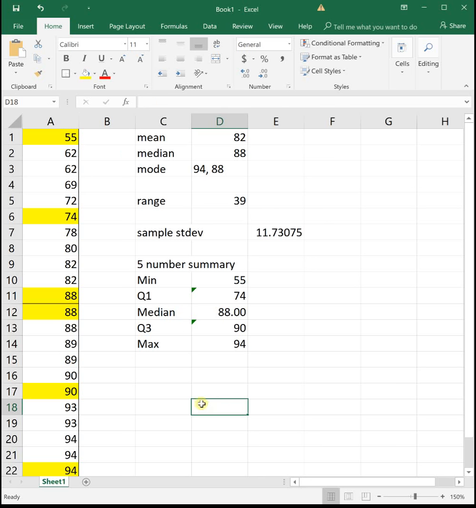So the 5-number summary splits our data into equal chunks where we've got about a quarter of the data between the minimum and Q1. We have about a quarter of the data between Q1 and the median. There's about a quarter between the median and Q3, and then there's about a quarter of the data between Q3 and Q4, or the maximum. And again, this is just another helpful way that you can describe how the data is spread out.